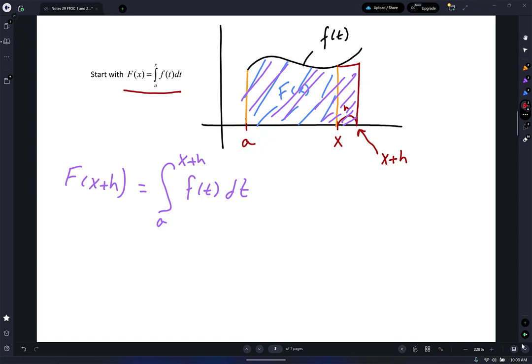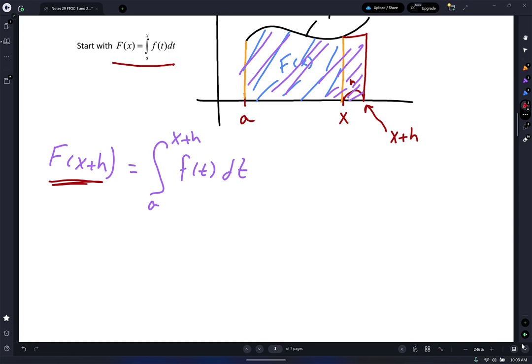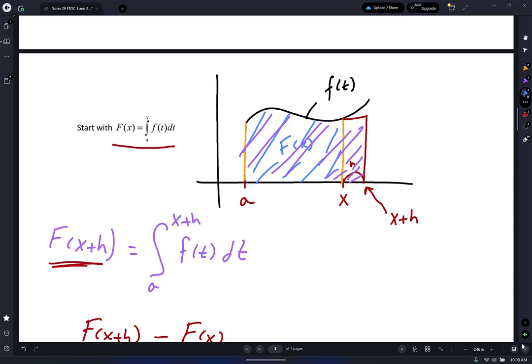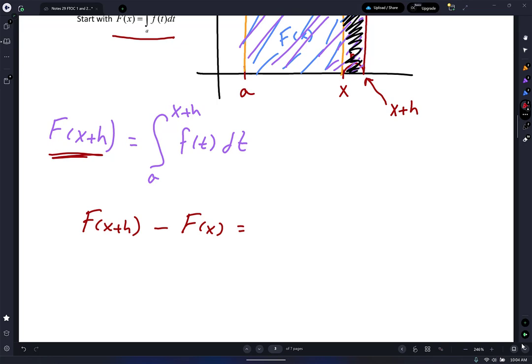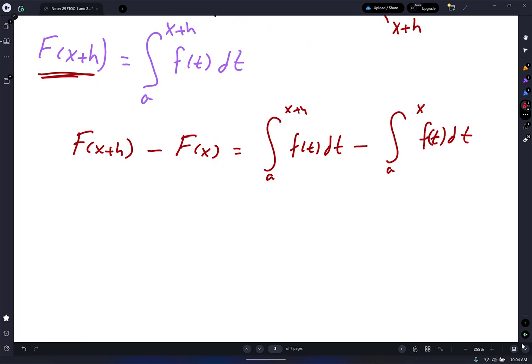Okay. If I take f of x plus h, this guy, and I subtract f of x, that will leave me with this rectangle right here. That would give me this rectangle right there, won't it? Yeah, it will. So I know that f of x plus h is this integral from a to x plus h of f of t dt, and I'm going to subtract the area under the curve from a to x of f of t dt. I know that this is nothing more than the integral from x to x plus h of f of t dt. So catch up to there.